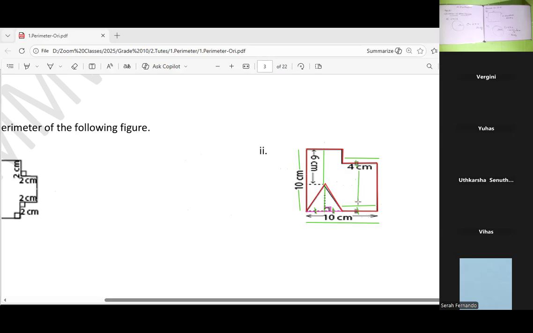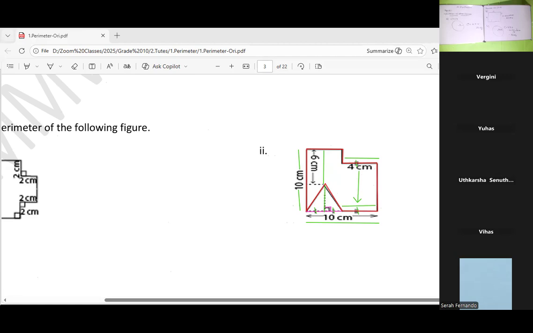So these lengths are equal, right? You need to know that, because they have marked 4 centimeter, 4 centimeter. This length is 6 centimeter, so that you can find the altitude of the triangle. You need to try to find the perimeter of this figure, highlighted in red color, by using these given lengths or this information.